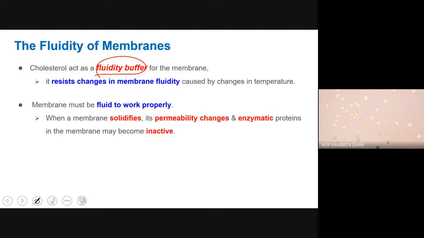Okay, so kita sambung. Cholesterol acts as a fluidity buffer for the membrane. So it resists changes in membrane fluidity caused by changes in temperature. So to sum up, the role of cholesterol, basically it functions as a fluidity buffer. It controls the fluidity of the membrane from becoming too fluid, from becoming too solid. That is fluidity buffer.